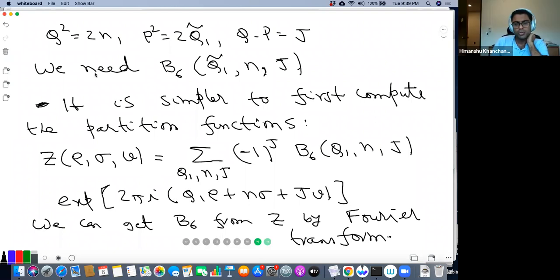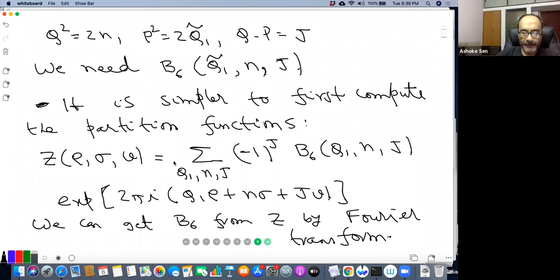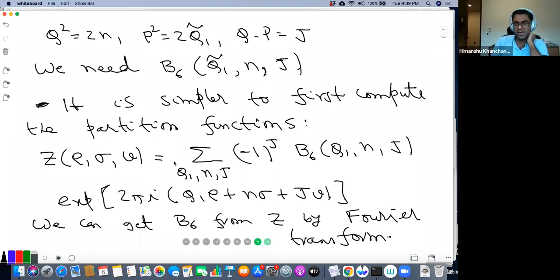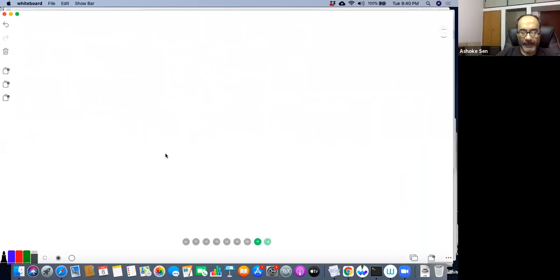So when are we going to impose the quarter BPS condition, that the states have to be quarter BPS? When you do the counting. So far we haven't. I'll mention where we are going to actually use it, when you do the counting.